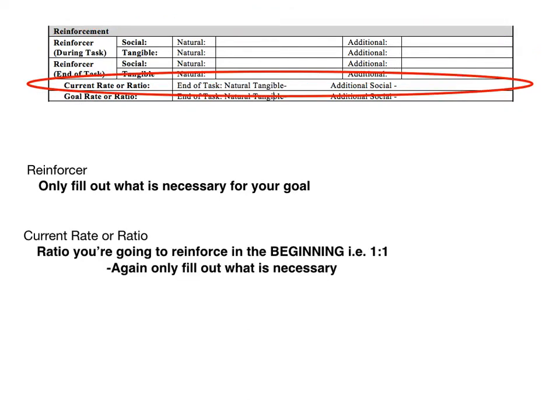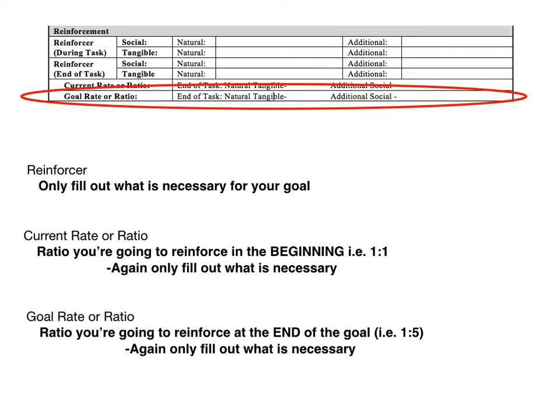Next is the current rate or ratio. This is the ratio that the behavior is being reinforced initially when the goal is being taught. For example, 1 skill to 1 reinforcement. Again, only fill out what is necessary with the natural and the additional tangible and social. And then finally in this section, you're going to look at the goal rate or ratio. And this is the end ratio of how often the desired behavior is being reinforced.